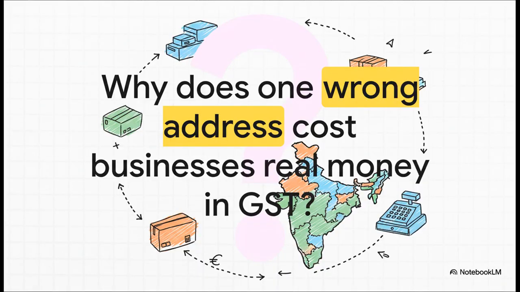So here's a question for you. Why is it that getting just one address wrong on an invoice, a simple clerical error, can end up costing a business real money? I mean, it can lead to paying the wrong tax, getting your funds completely blocked, and creating a mountain of paperwork. The answer to that question reveals just how high the stakes really are in the GST system.